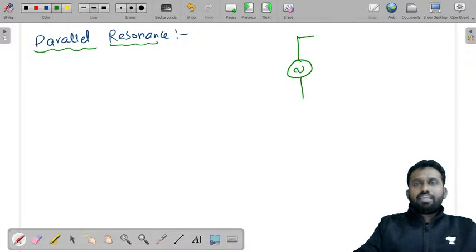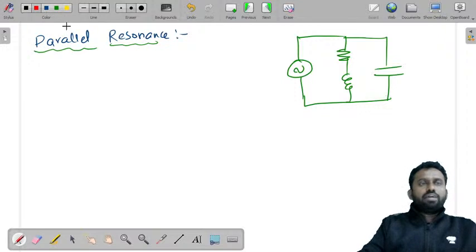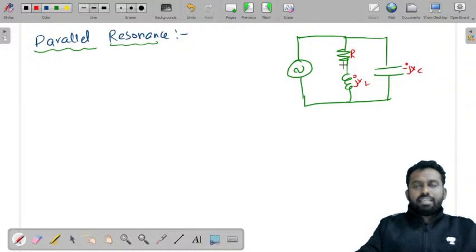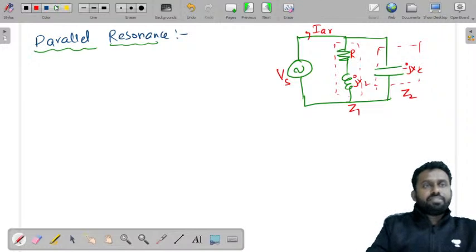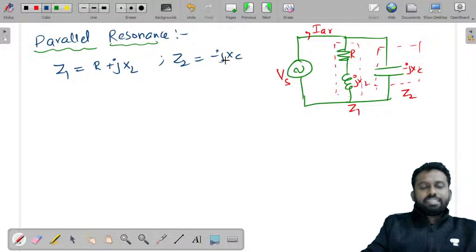Let us consider a coil with some internal resistance connected in parallel with a capacitor. This value is R, this is jXL, minus jXC, and combinedly we'll call this R plus jXL as Z1 and this capacitor as Z2. For ease of calculations, this as Vs and this as IAR, anti-resonant current. Now let us write what is Z1 is equal to R plus jXL and Z2 is equal to minus jXC.